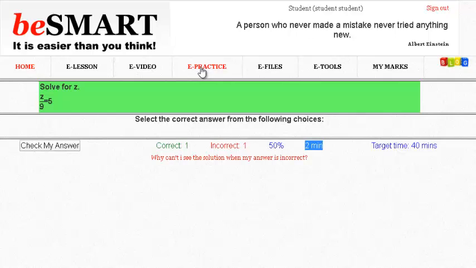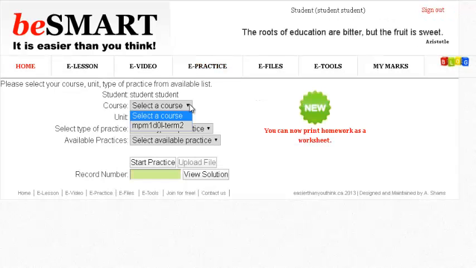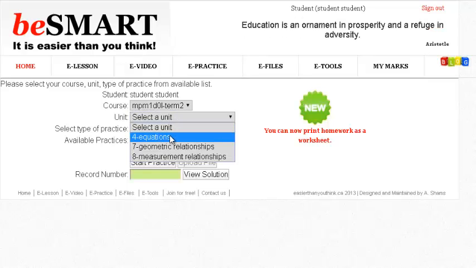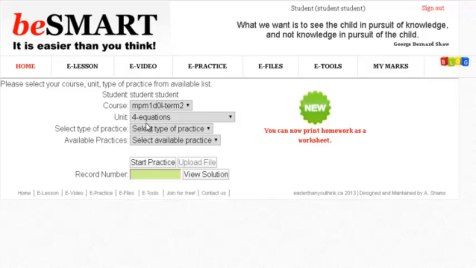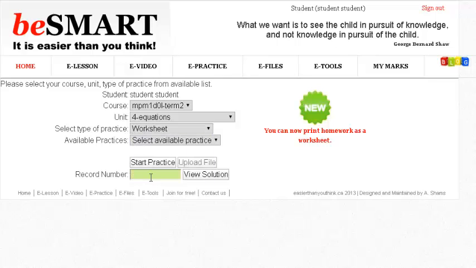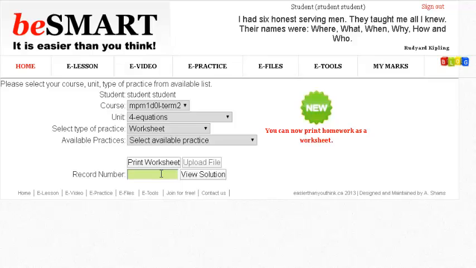Now, if I go back to e-practice again, select the same course and the unit. Remember the type of practice we did before was homework. You have an option of worksheet too. So you can click on worksheet and you will see the same problems in your homework as a worksheet that you can do on a piece of paper.